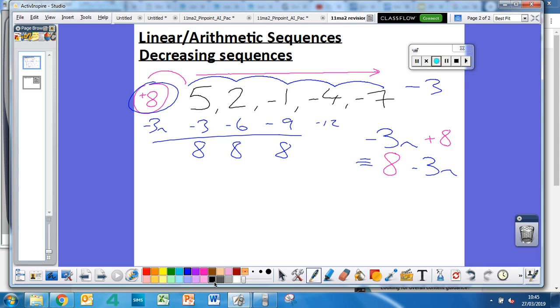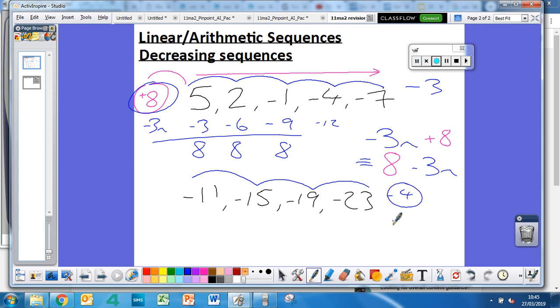Let's do one more here. How about minus 11, minus 15, minus 19, minus 23. And let's just use the 0th term method. We inspect the sequence. We see that it's going down in 4s. That tells us it's minus 4n. It's like minus 4, minus 8, minus 12, minus 16. It's going down in 4s just like the minus 4 times tables would do. Use the 0th term method.